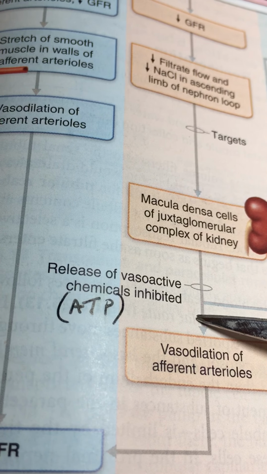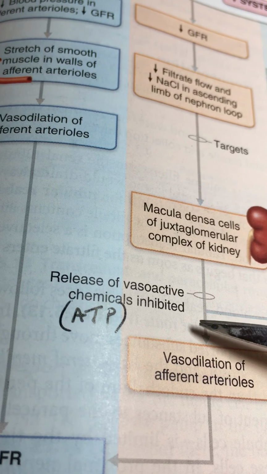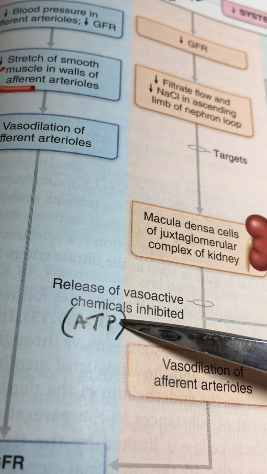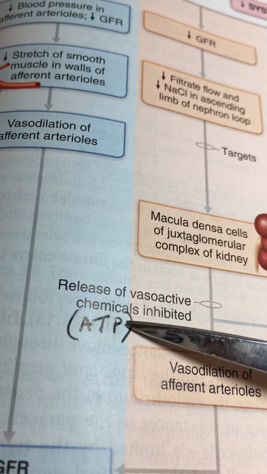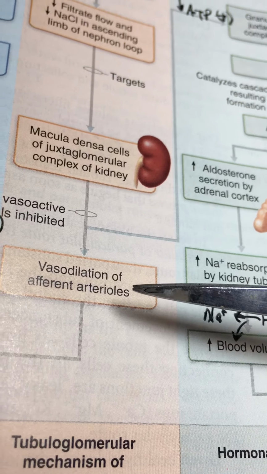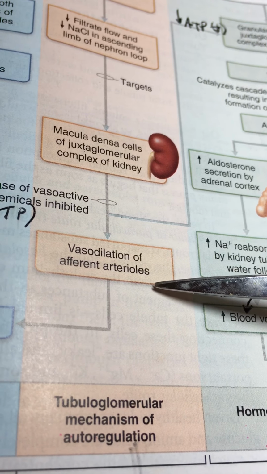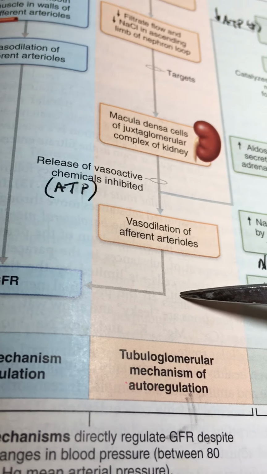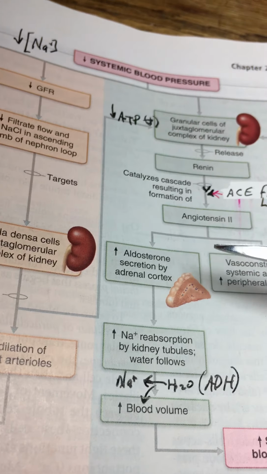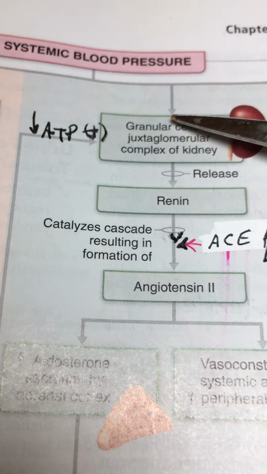So they say here that there's a release of the vasoactive chemical, and basically it's going to be inhibited. So as long as this is being released, we're not going to end up with renin being released. But when this slows down, it's inhibited. That's where we get the renin mechanism. Okay, and vasodilation of the afferent arterioles, and we should be getting renin and angiotensin out of this deal. Okay, and that's yet to come over here.